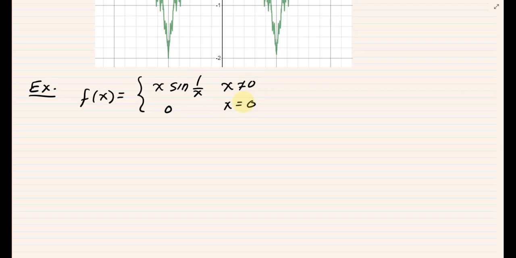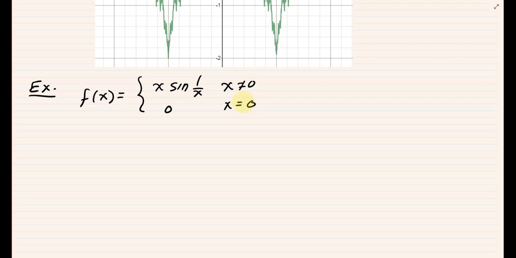This function, x sine 1 over x, the limit as x goes to 0 does not exist. However, at x equals 0, because 1 over x is undefined, I have defined that to be 0, so I have a removable discontinuity at 0.